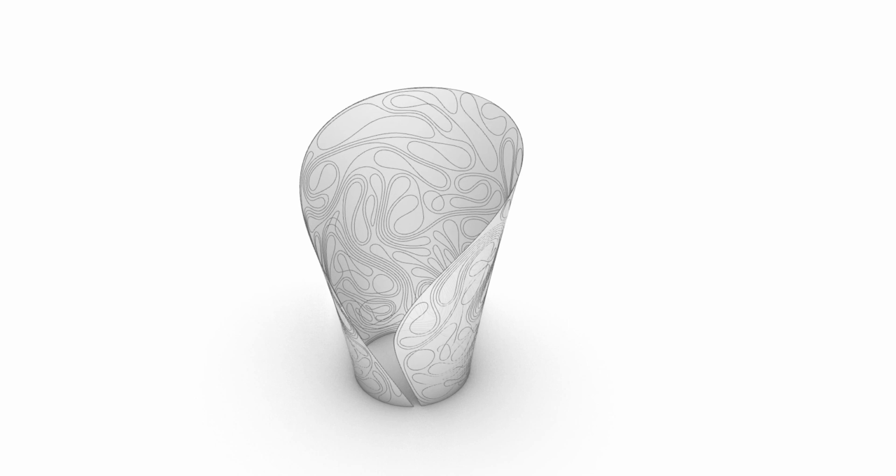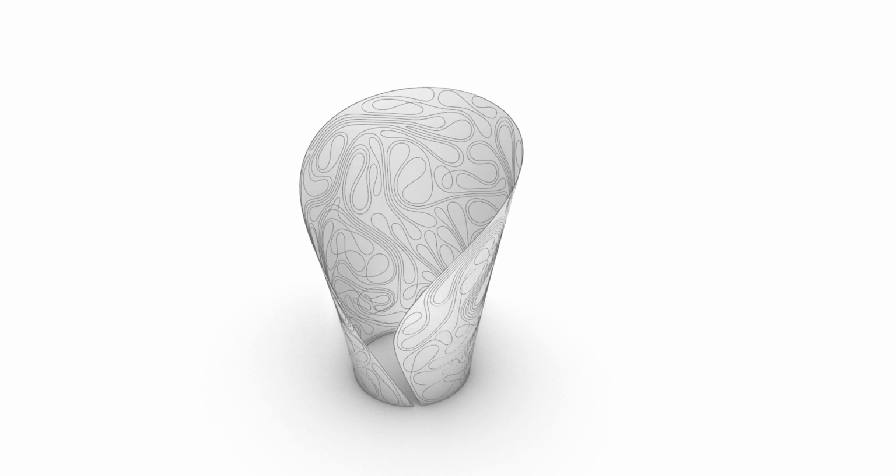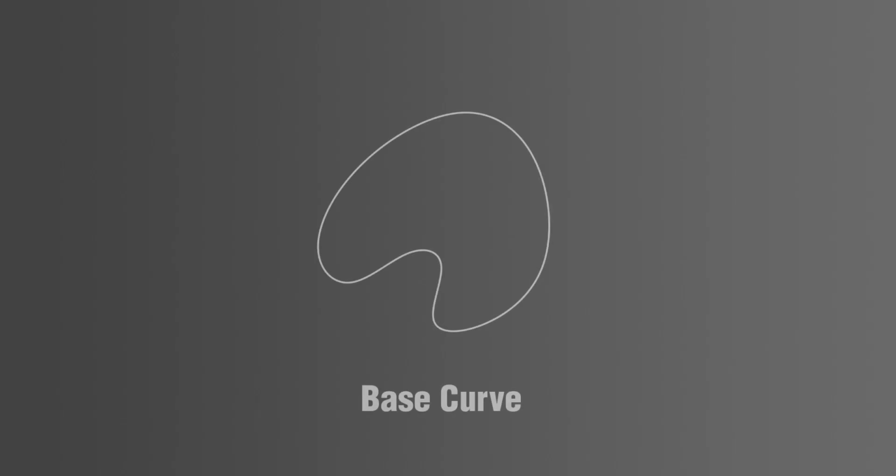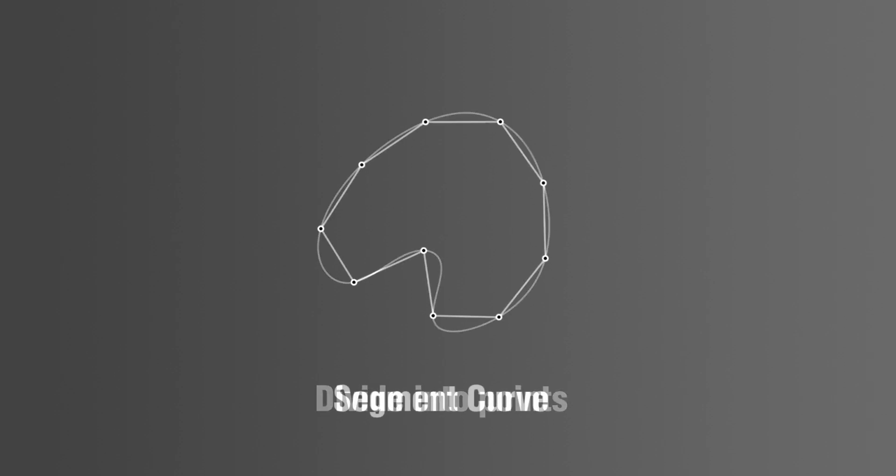In this tutorial, we're going to use Kangaroo physics to create similar patterns and apply them through a parametric geometry. We'll begin this tutorial with a base curve that will serve as the starting point geometry for our differential growth algorithm. We will then divide this curve into a series of points and then segment the curve so we break it down into a collection of line geometries.